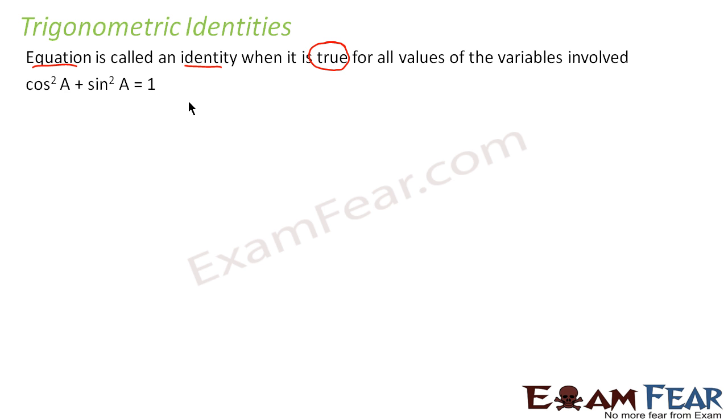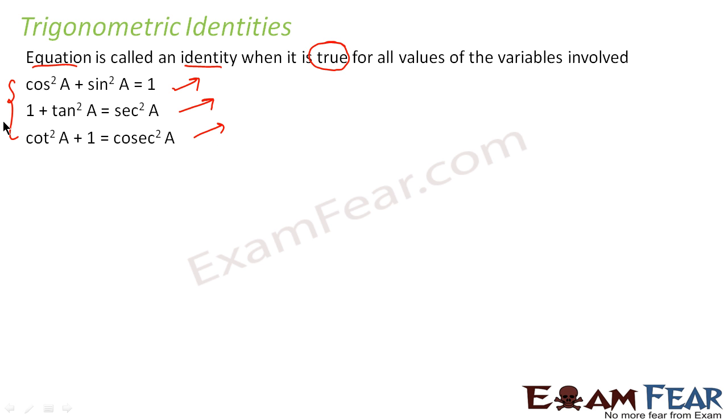So there are three identities. One is cos square A plus sin square A is equal to 1. You give any value of A, 0 degree, 20 degree, 30 degree, 40 degree, this will always be 1. Similarly, 1 plus tan square A is equal to sec square A. This will always be true, and cot square A plus 1 is equal to cosec square A. This statement will also be true always. So these are the three trigonometric identities.